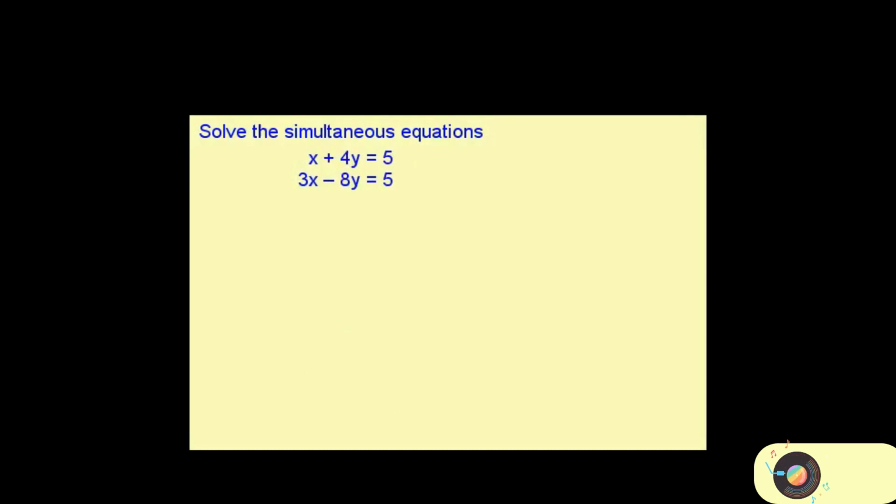Here's a second question for you to try. Press pause and have a go. When you're ready for the answers, press play.